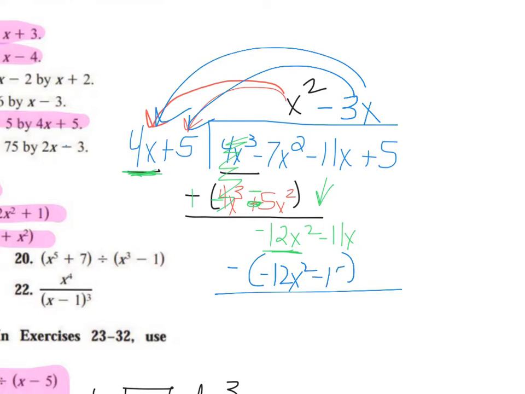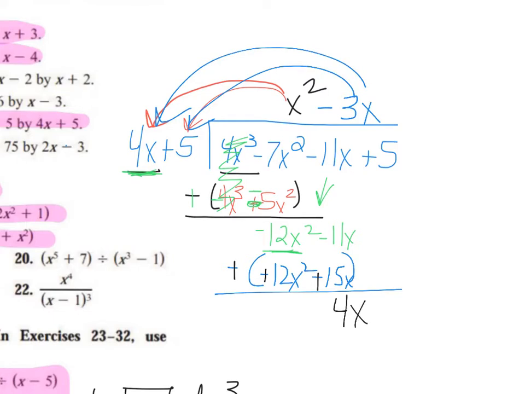Negative 15x. Okay. Before I subtract, what do I do? Distribute. So change the signs. So I have negative 11x, positive 15x. What's 15 minus 11? It's plus 4.